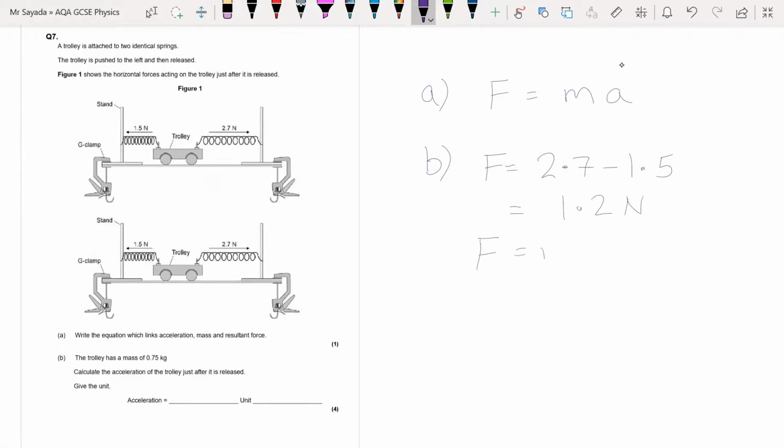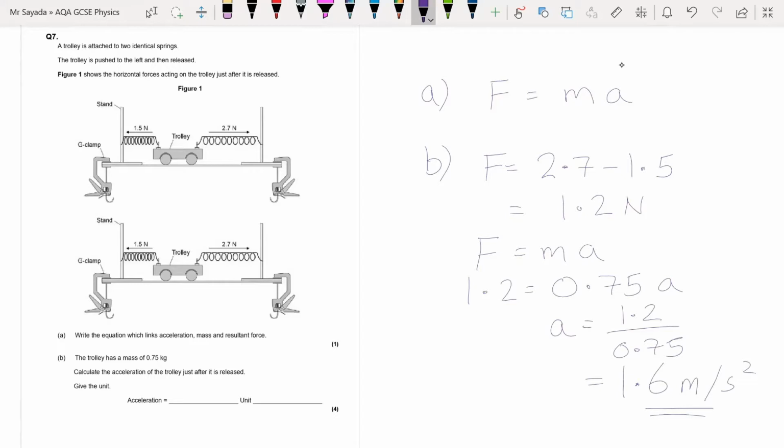So now I can use the equation. So 1.2 equals the mass, which is 0.75, times a. So a is 1.2 divided by 0.75. 1.2 divided by 0.75 is 1.6. And what are the units for acceleration? Say your answer to the video. Units for acceleration are meters per second squared.